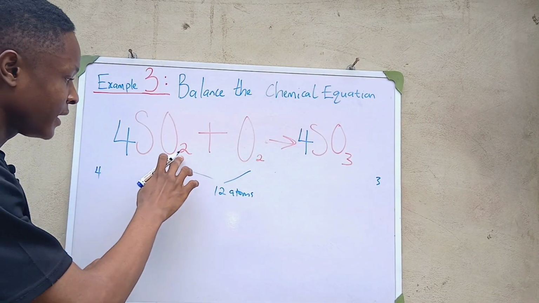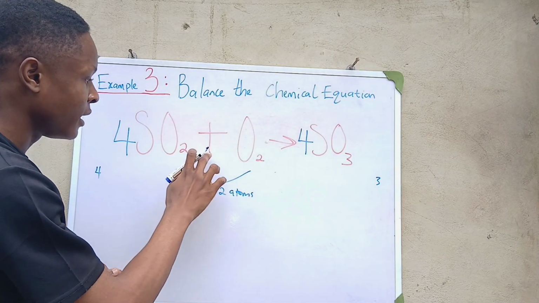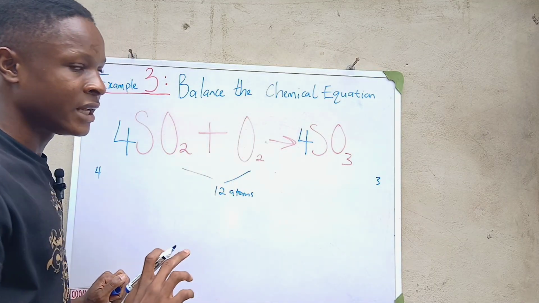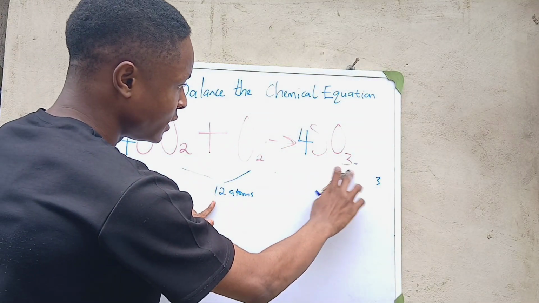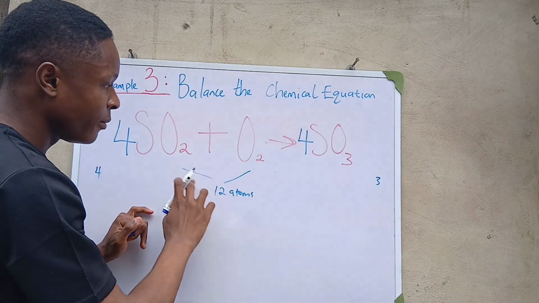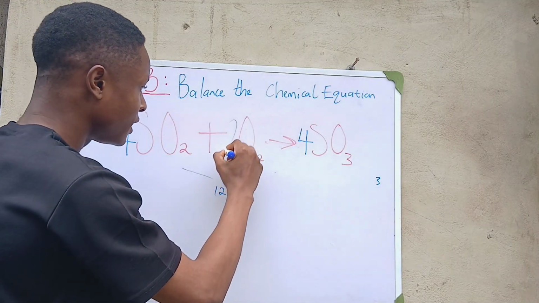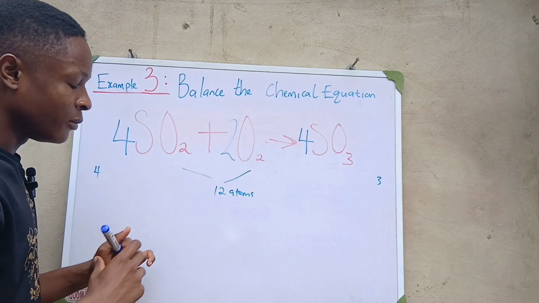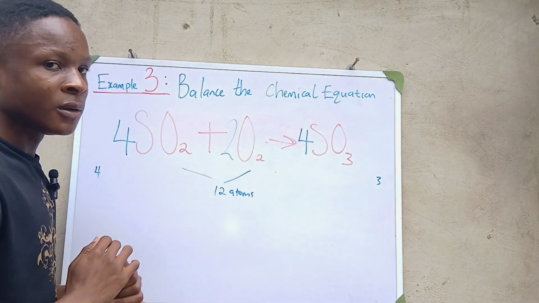And these four affected the oxygen, which is now 8 here. So 8 plus 2 is 10. But it's not up to 12, which is the one here. This one is 12 atoms. But we want our oxygen to be 12. So to make it 12, we'll add another 2 atoms. So we are going to add 2 to the oxygen molecule.